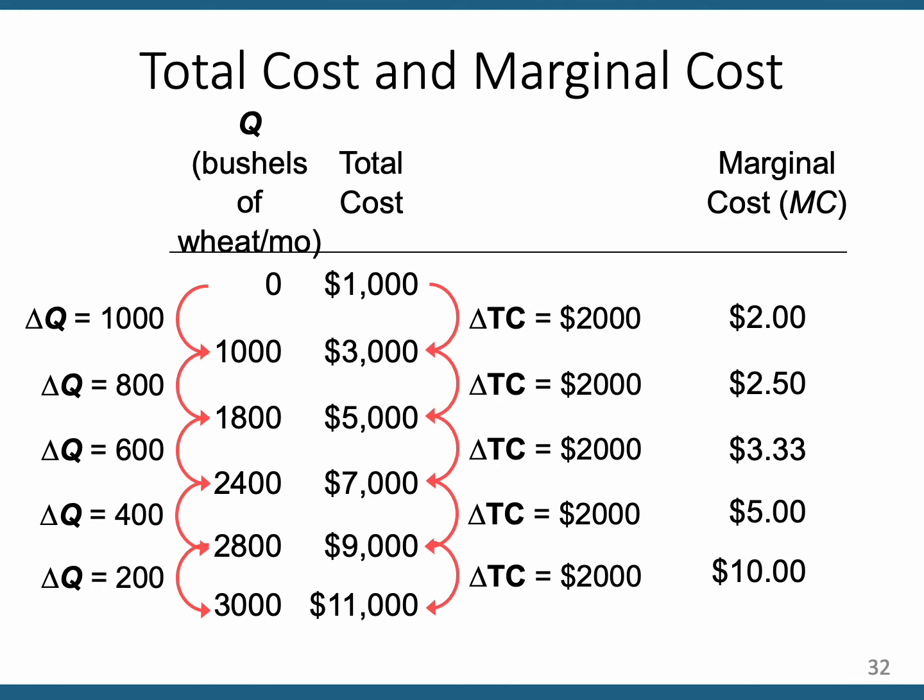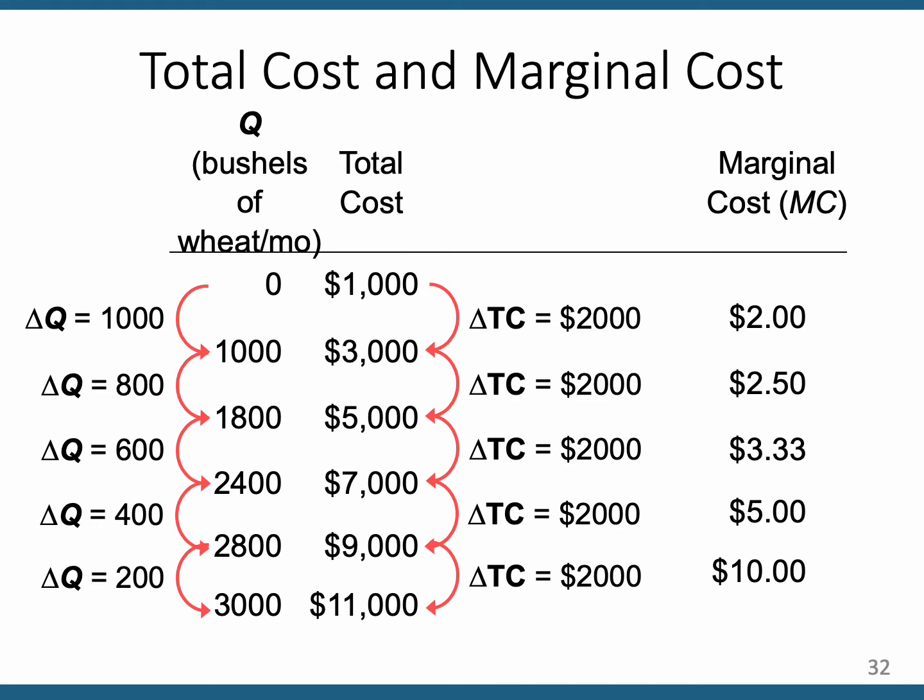So these first two columns you've seen before. Q, numbers of units you're producing per month. This is bushels of wheat per month. And then the second column is total cost. So you can see how total cost increases as you increase output. Marginal cost, remember, is the change in total cost when you increase output by some amount.